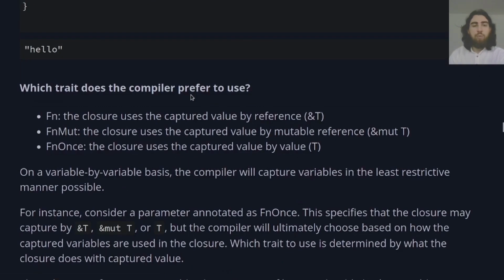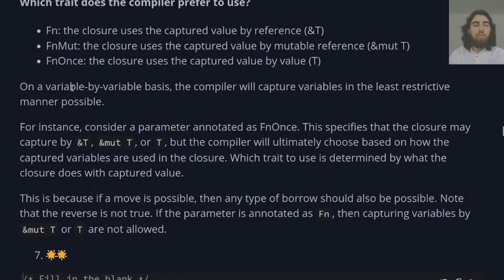Which trait does the compiler prefer to use? Fn: the closure uses the captured value by reference. FnMut: the closure uses the captured value by mutable reference. FnOnce: the closure uses the captured value by value. On a variable by variable basis, the compiler will capture variables in the least restrictive manner possible.